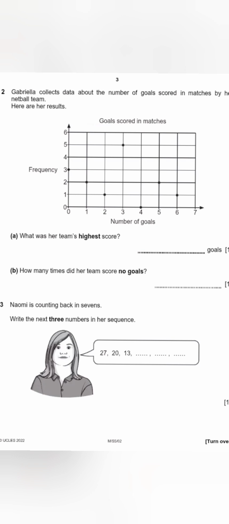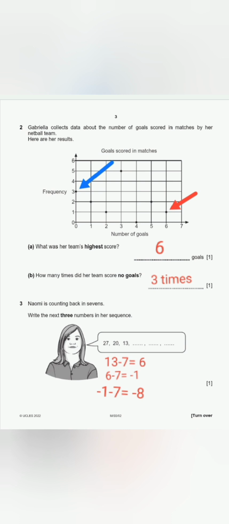The next one says Gabriella collects data about the number of goals scored in matches by her netball team. Here are the results. What's her team's highest score? You have number of goals at the bottom and you have the frequency. The team has scored 6 goals. That's the highest number of goals they've scored, and they've scored that just once. So the highest number of goals is 6.